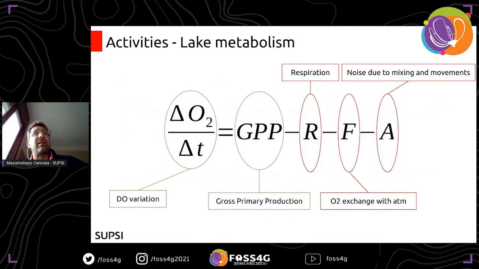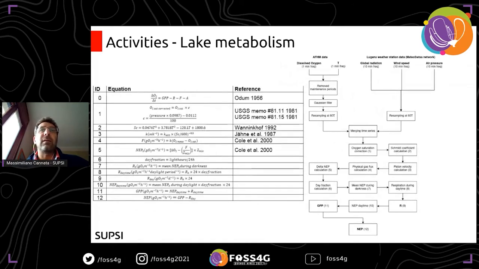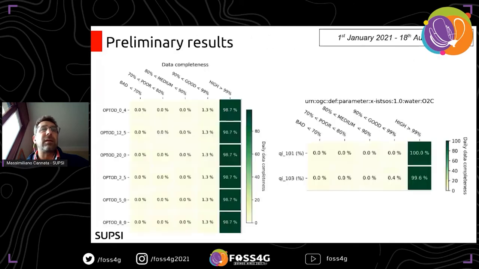And then we implemented some algorithms to estimate the lake metabolism, the primary production, as I said. This can be estimated from observations of dissolved oxygen in the water at different times, and we can estimate the gross primary production because during the night photosynthesis is not active, so you can take the differences between night and day and estimate it. I won't go into detail of the algorithms and the equations of the model that we have implemented and integrated in the system.